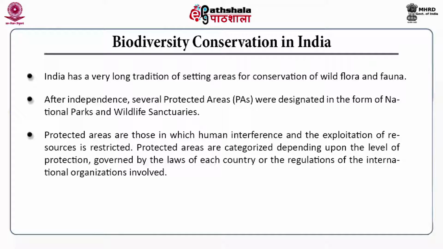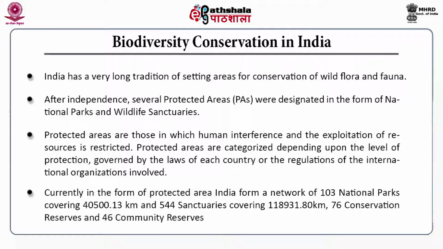Currently, in the form of protected areas, India forms a network of a total of 103 national parks covering 40,500.13 square kilometer and 54 sanctuaries covering 118,931.18 square kilometer, and 76 conservation reserves and 46 community reserves.